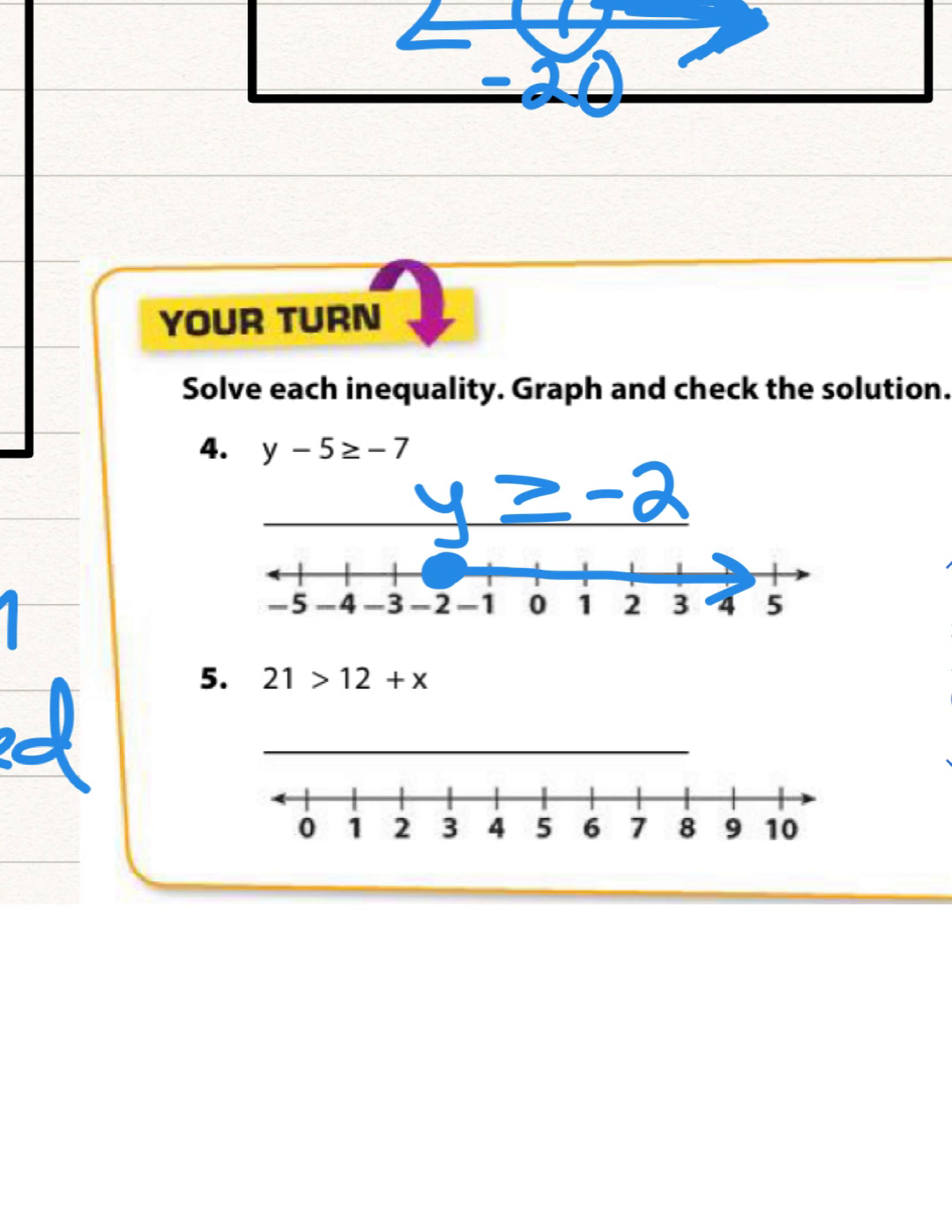For number 5, we subtract 12, and we get 9 is greater than x. Now, we didn't talk about this in the examples, but I can actually read that backwards and get x is less than 9. If 9 is greater than x, then x is less than 9. And then that less than sign helps us graph it a little easier. So we have an open circle at 9, and it goes to the left.